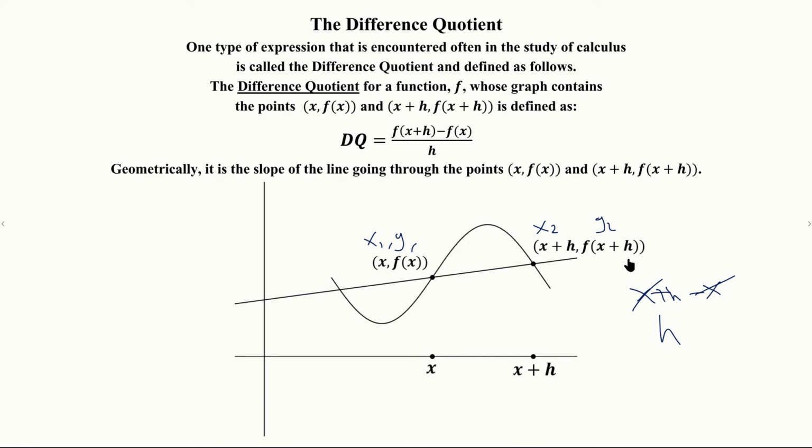Now we'll go ahead and actually find the difference quotient for a few examples. All right, so here we have the function f of x equals 3x squared minus 4x, and we want to find and simplify the difference quotient for f. So you have to keep in mind that the difference quotient is f of x plus h minus f of x over h.